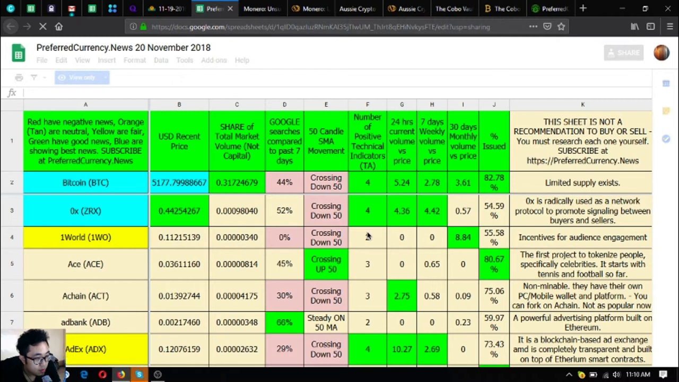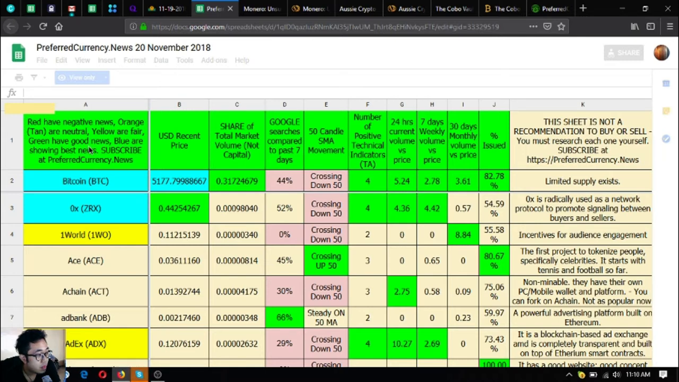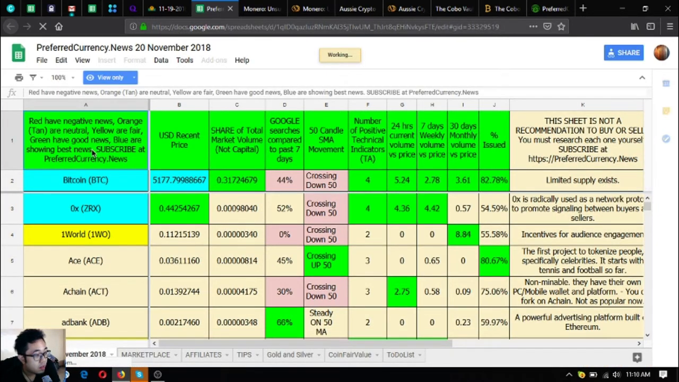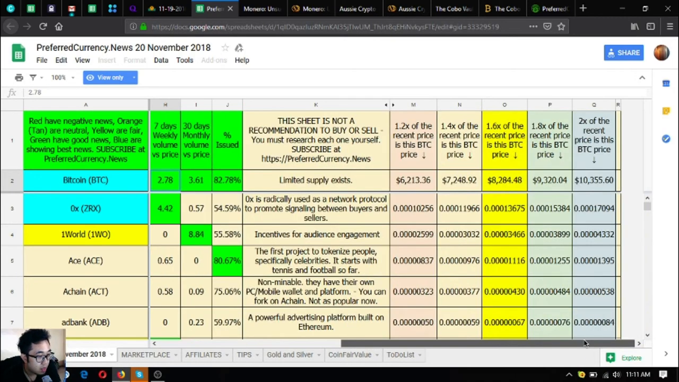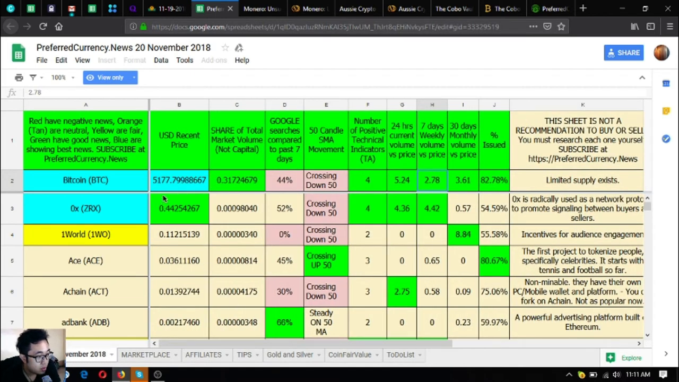Okay, so this is Donald the Guru's research list. So what's inside the spreadsheet? As you can see on cell A1, the red have negative news, the orange are neutral, yellow are fair, green have good news, blue are showing the best news. So the blue ones are the best ones that should be included in your research list and or in your portfolio, as they are showing the best news. Aside from that, there's also a lot of technical analysis information on the right side of that. Okay, so you won't lack information regarding your coin.